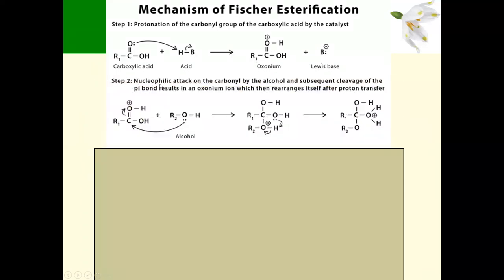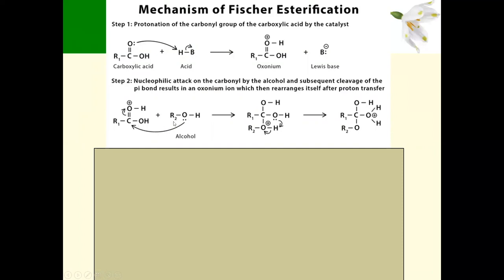Okay, so a nucleophilic attack on the carbonyl by the alcohol, and this is step 2, subsequent cleavage of the pi bond, resulting in an oxonium ion, which then rearranges itself after a proton transfer. So you can see it's a lot of words. So let's just follow the arrows to really understand what's going on.